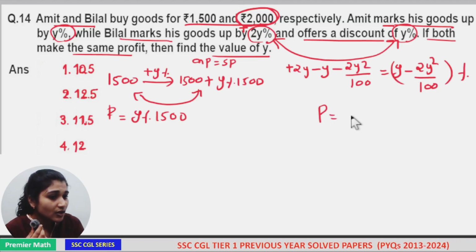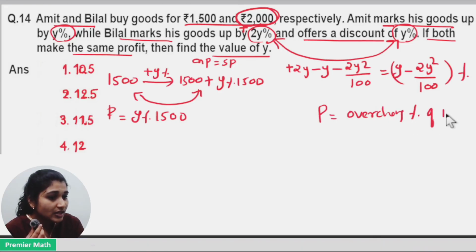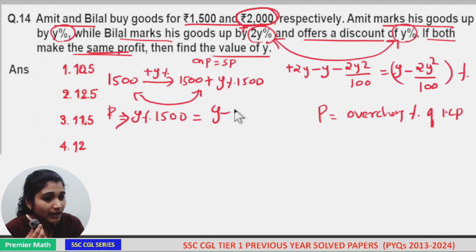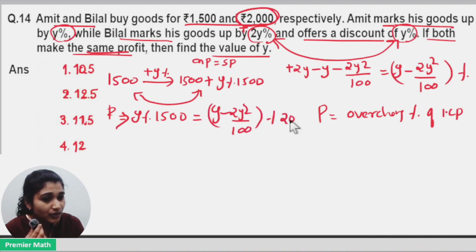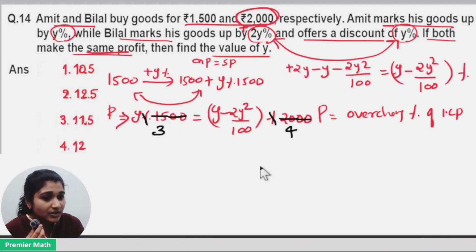That is, profit is overall change percentage of initial cost price. So equate it with the first profit because the profits are the same. So y minus 2y square by 100 percentage of 2000 is the profit in the second case. Now cancel the percentage and double zero cancel. 5 goes 3 times in 15, 4 times in 20.